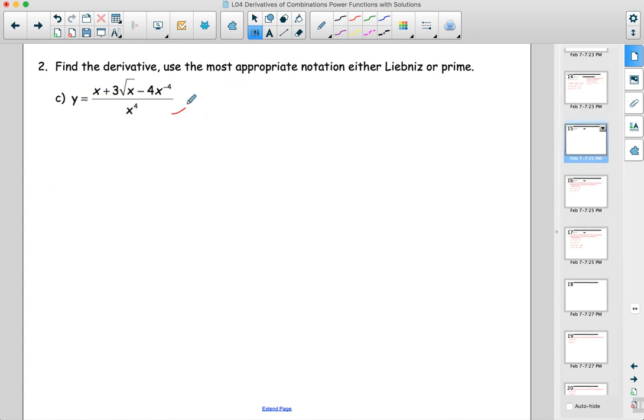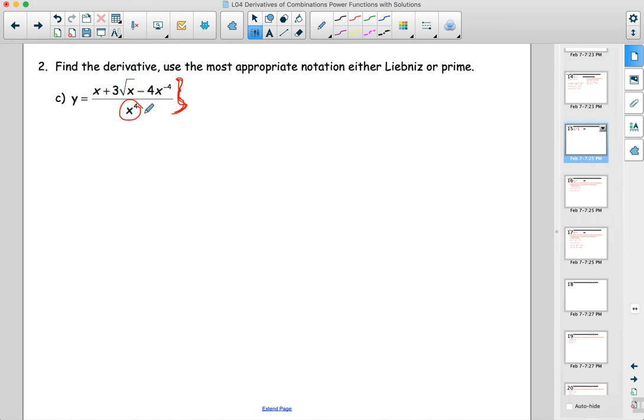First thing I hope you're noting is this is a quotient, and she did not tell us anything about how to take the derivative of a quotient. That will be 2 lessons from now. So there must be another way to do this. You see how this is a single power function? When it is a single power function, my advice to you is massage first. This divided by this, this divided by this, this divided by this.